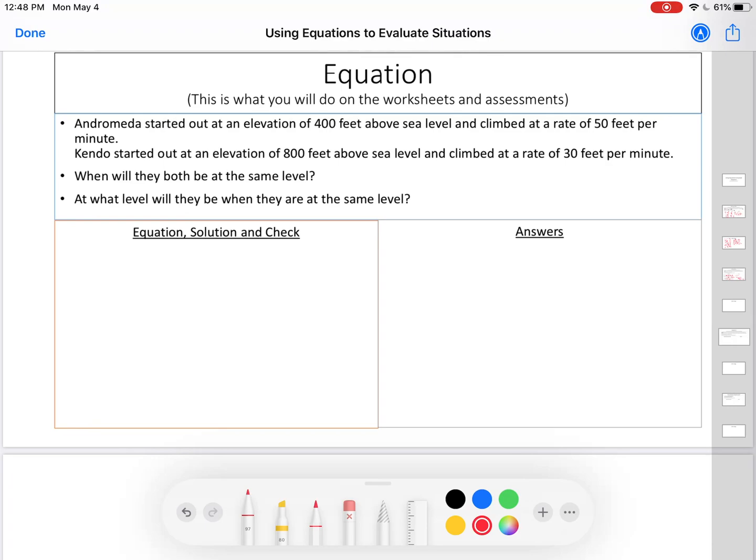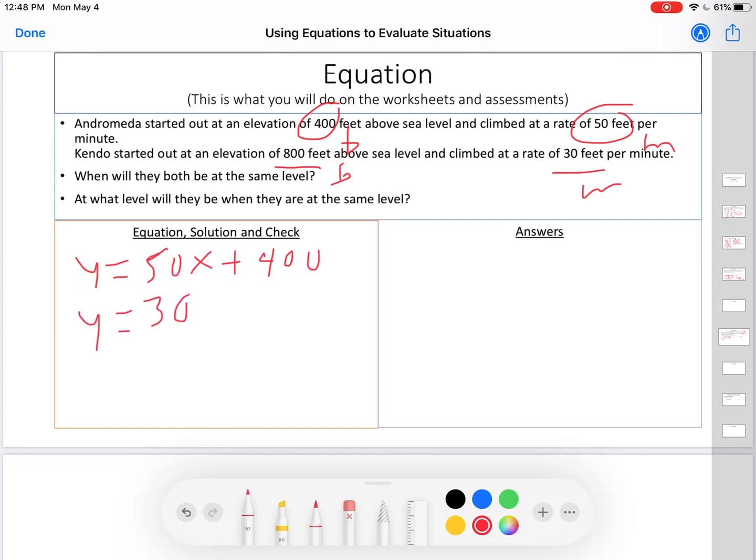Andromeda started out at 400, so her start amount is 400, that's B. She's climbing at a rate of 50, so 50 is M. Her equation will be y equals 50x plus 400. Kendo starts out at 800, that's her B. Climbs at a rate of 30, that's her M. So her equation is y equals 30x plus 800.